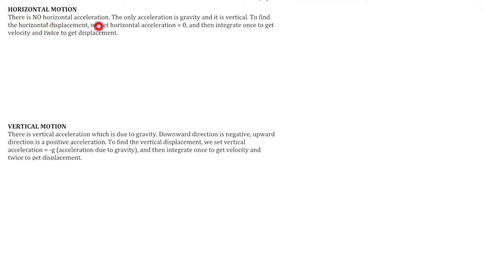Horizontally, we know there's no acceleration. When you shoot your projectile off, the only acceleration that acts is gravity, and that's vertical, it's up and down. So to find the horizontal displacement, we're going to start by saying horizontally the acceleration is zero. There's no left and right acceleration. And then we're going to integrate that once to get the velocity and integrate it again to get the displacement. So horizontally, the acceleration is 0. I'm going to mark that one in a box because that's important. Let's go to the next part.